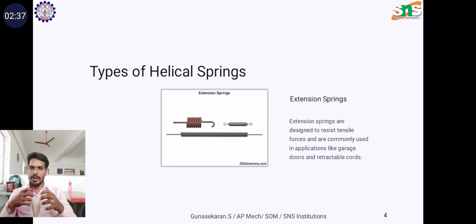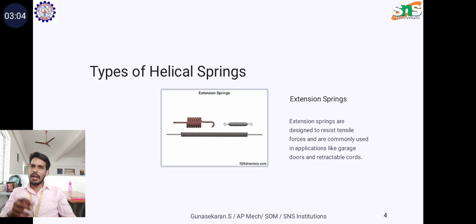Okay, when pulled apart means the spring length increases. It is where the spring is pulled, tensile force when pulled apart. They are made from round wire, featuring loops or hooks at the ends to facilitate attachment.